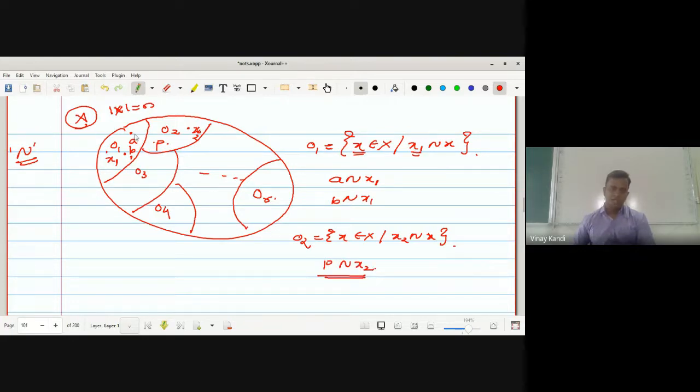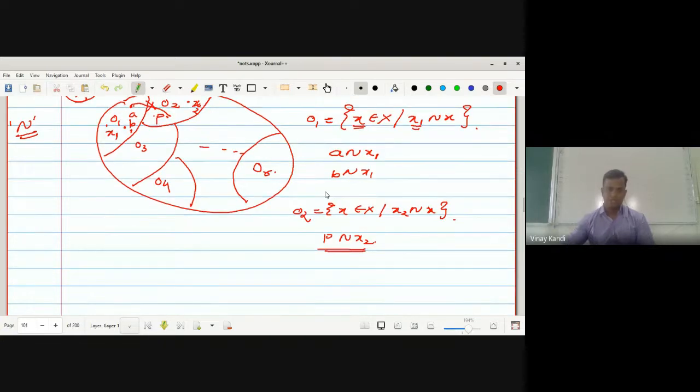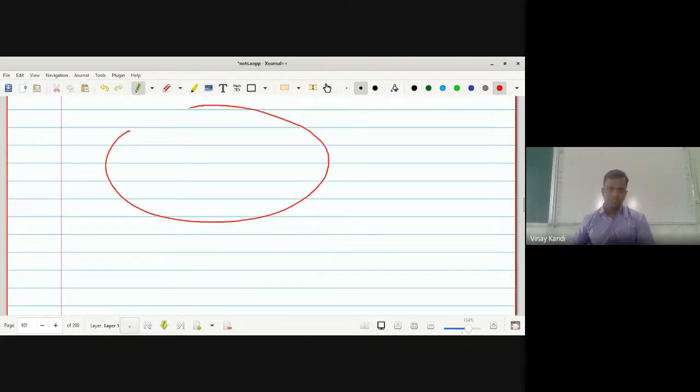Okay, now in this a and p there will be no relation. Okay, if there is a relation, then these orbits will get mixed up with each other. Why? Look at it. Suppose this is capital X of topology. Okay, and this is orbit 1, and this is orbit 2.